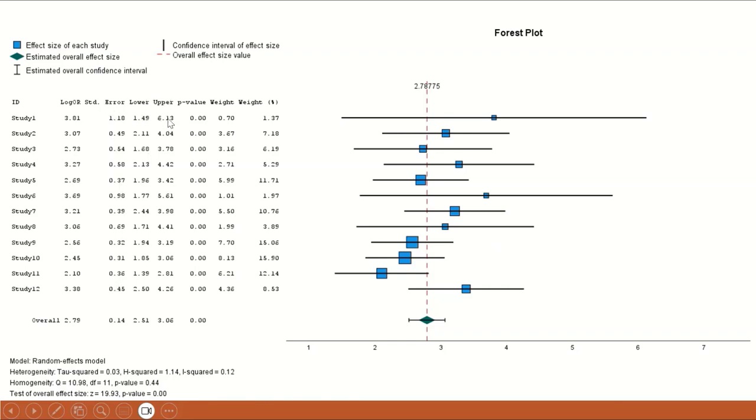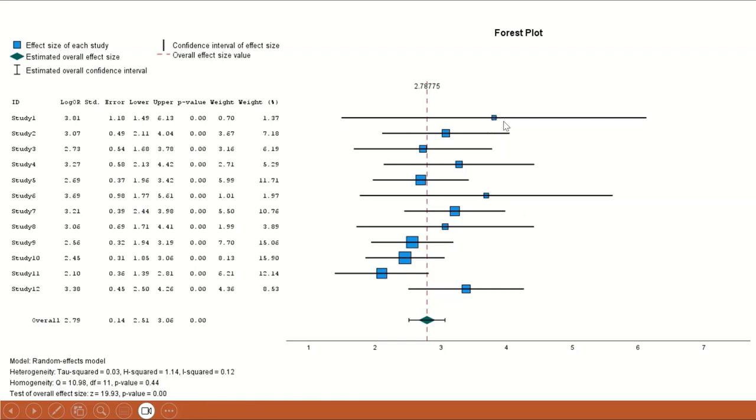A 95% confidence interval with a lower and upper limit is given, and a p-value is generated, and a weight percentage which reflects the contribution or the influence of the sample size on the overall meta-analysis. This plot was generated in SPSS. The second section here is just a representation of this section here.